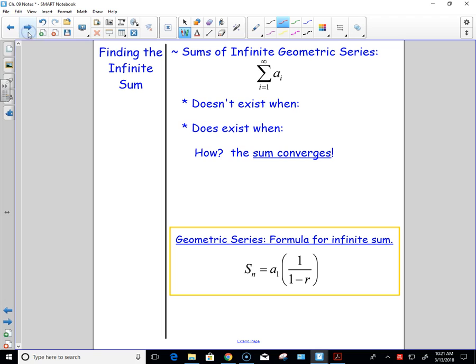Oh, that's no fun. That's boring stuff. How do we know when it diverges and when it converges? It's all based on the R and what the R is going to do when raised to higher and higher powers. It's all based on the common ratio and what the common ratio is going to do when it's raised to higher and higher powers.